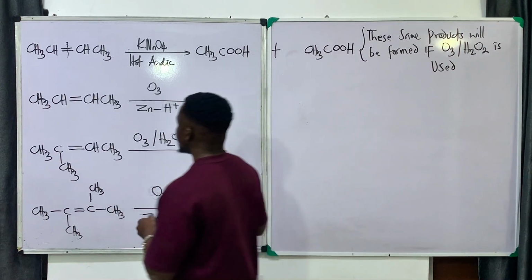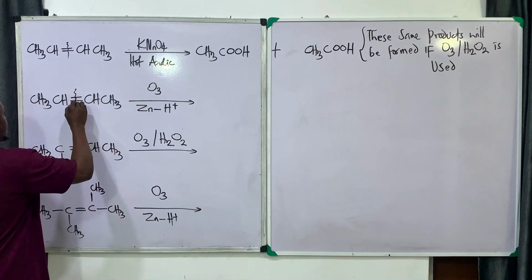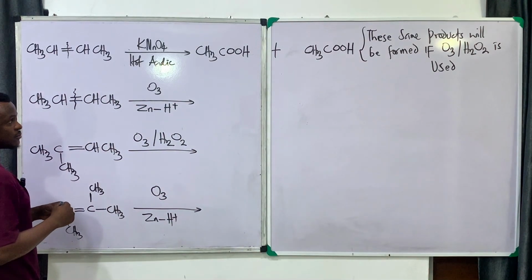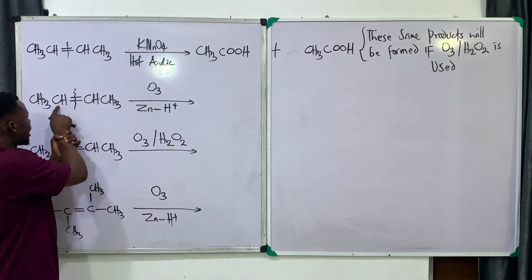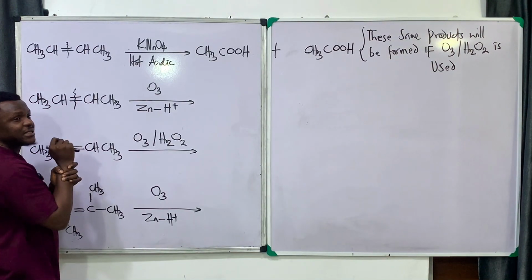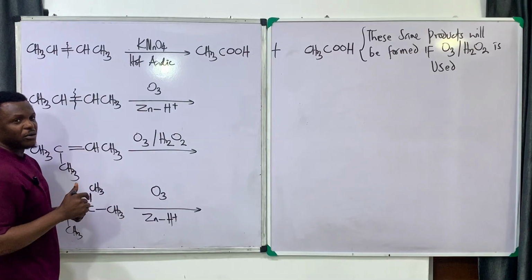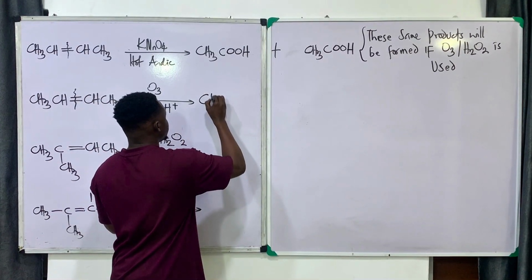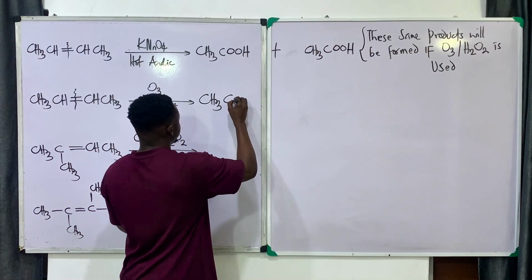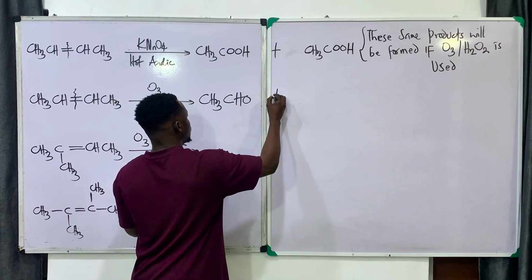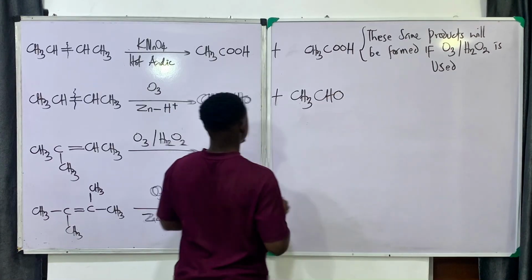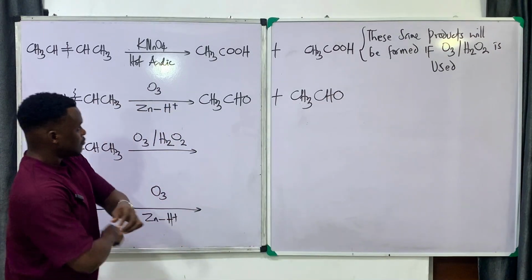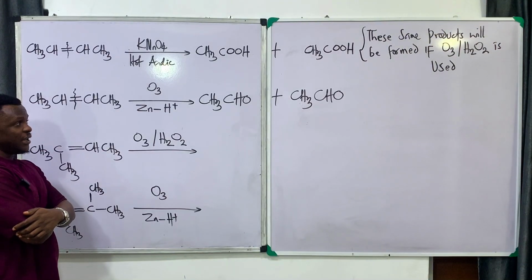Okay, so I'll come here, split this guy into two. When you do that, because of this zinc and acid, it will not allow this guy to go to carboxylic acid. This will not get to COOH. This will only stop at CH. And then you add O, that becomes an aldehyde. So this becomes CH3 CHO plus CH3 plus CHO. So that is what we have here.